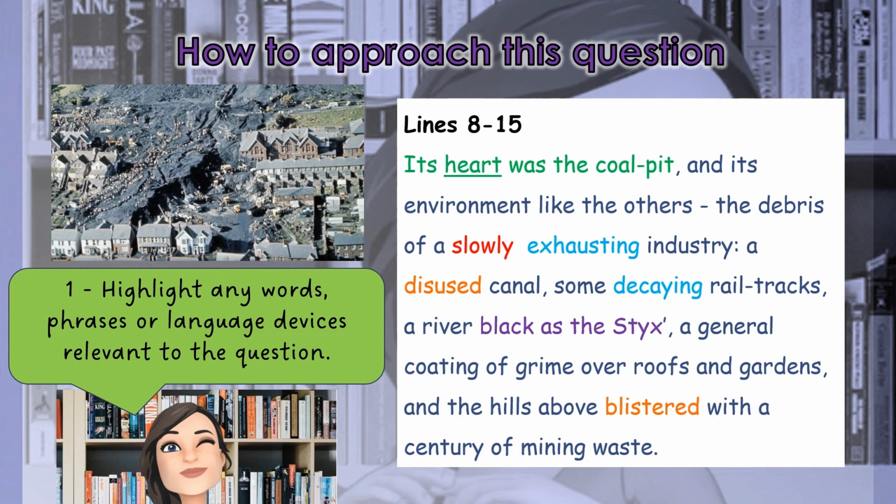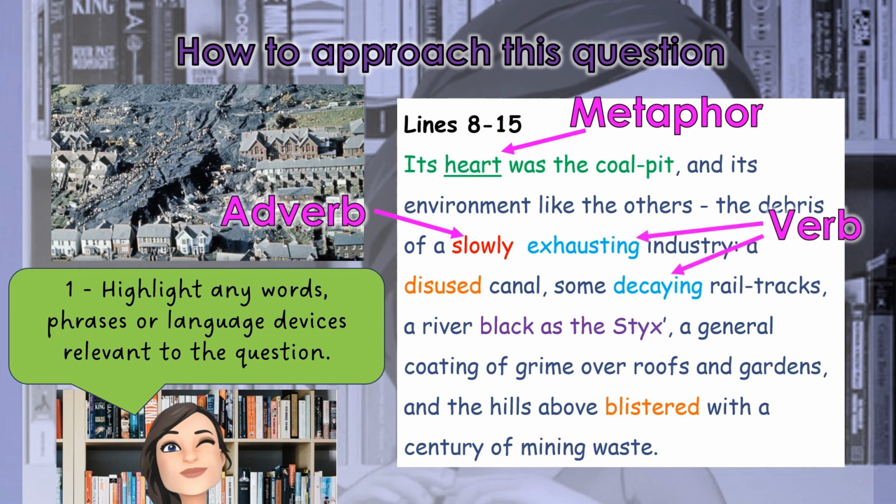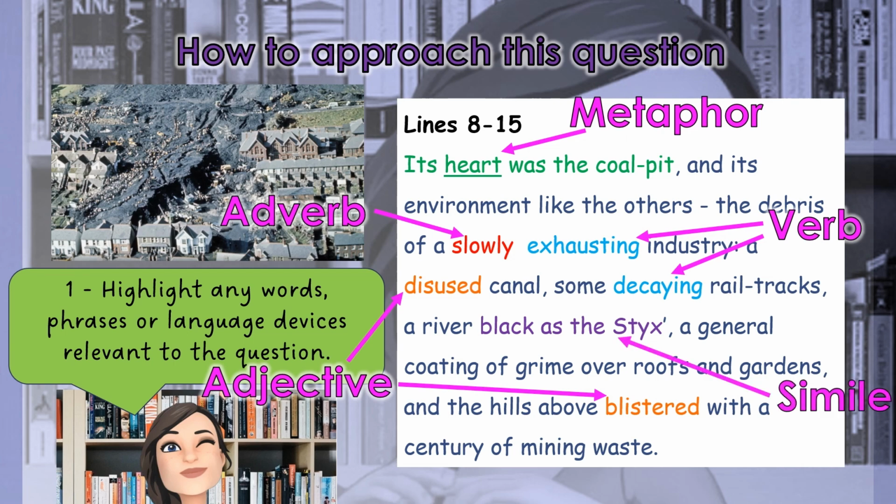Okay, first we have a metaphor. Its heart was the coal pit. Then we have an adverb, slowly, and the verbs exhausting and decaying. We also have adjectives disused and blistered, and a simile, black as the Styx.